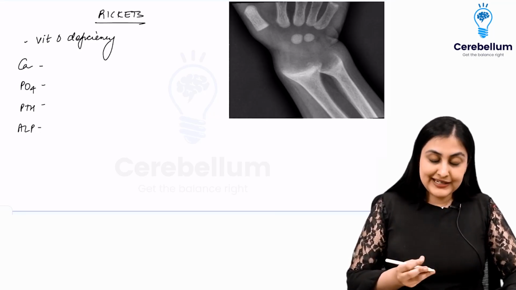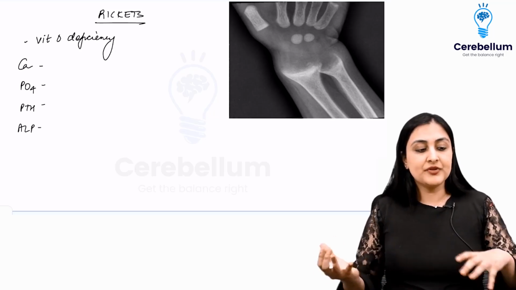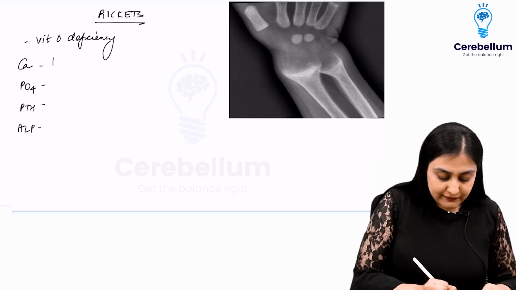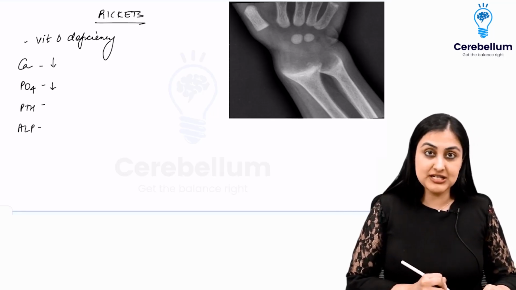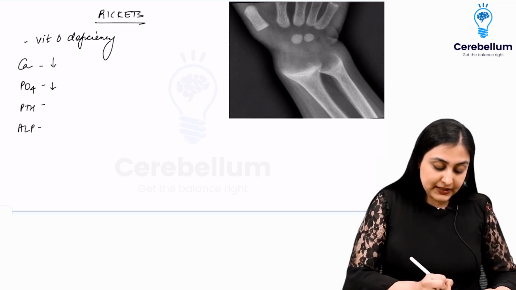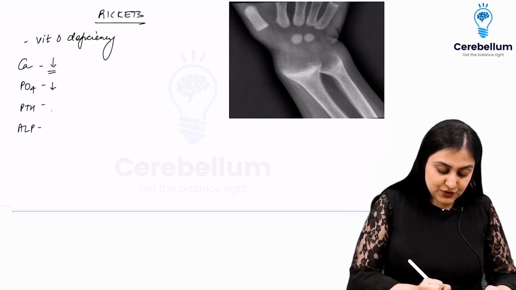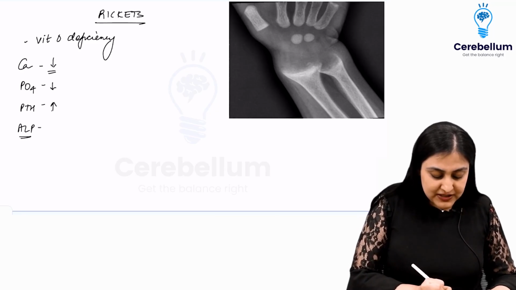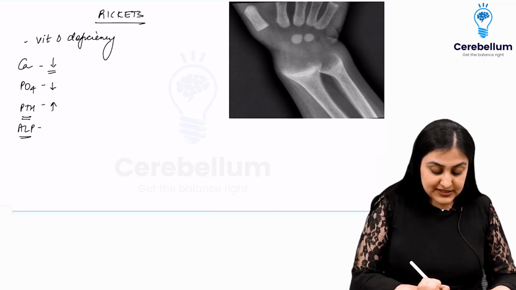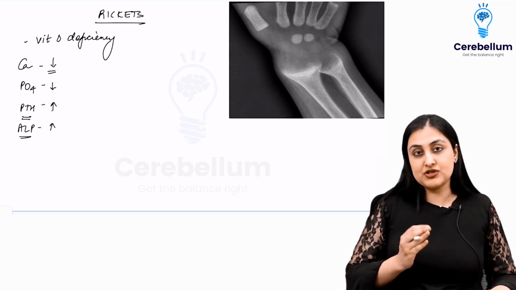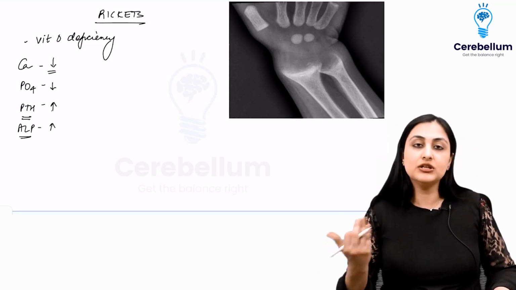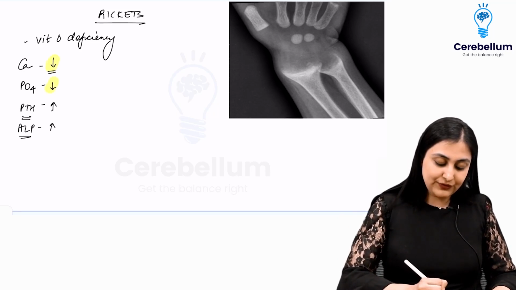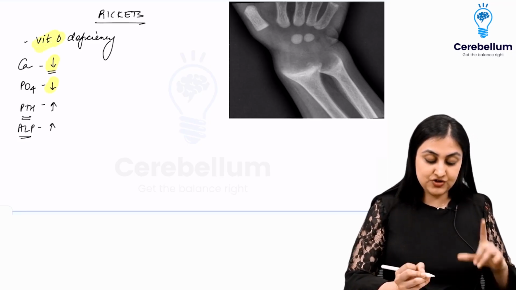So if vitamin D is deficient, remember the calcium phosphate absorption both are affected. So we are going to have low calcium, low phosphate. Anytime in the body the calcium level drops, what happens to PTH? PTH increases, and if PTH is increasing, meaning bony resorption is increasing, the ALP, which is a marker of bone formation, also increases. So we have this sort of a biochemical profile wherein both are in the same direction.